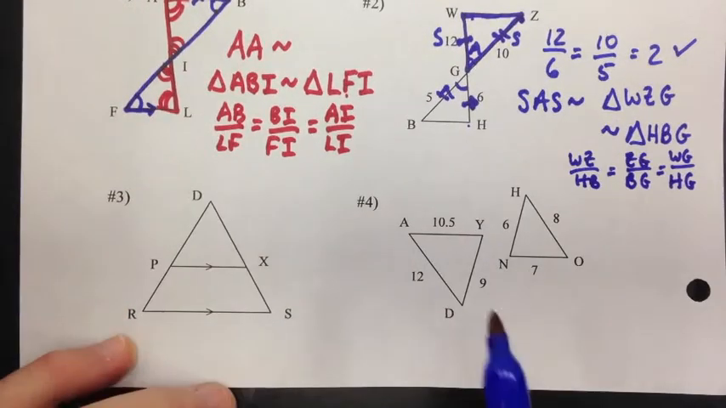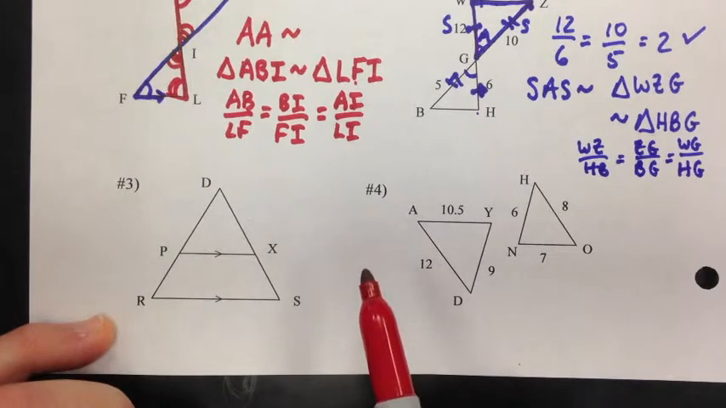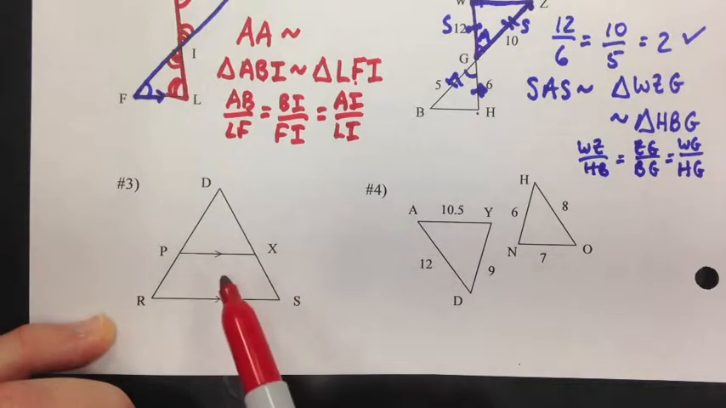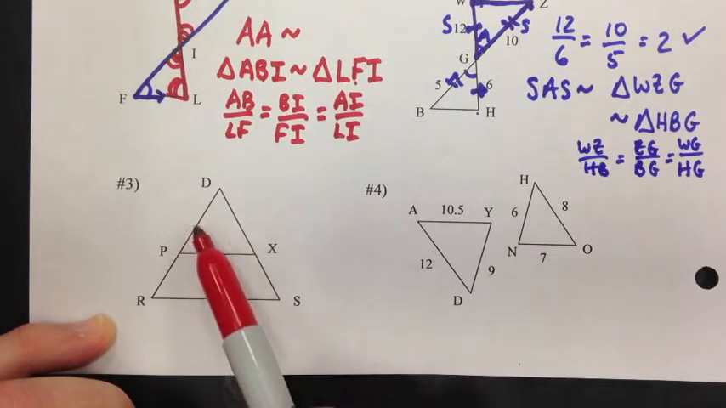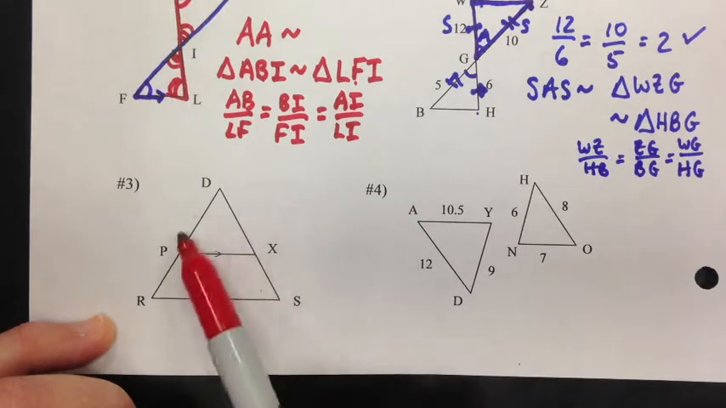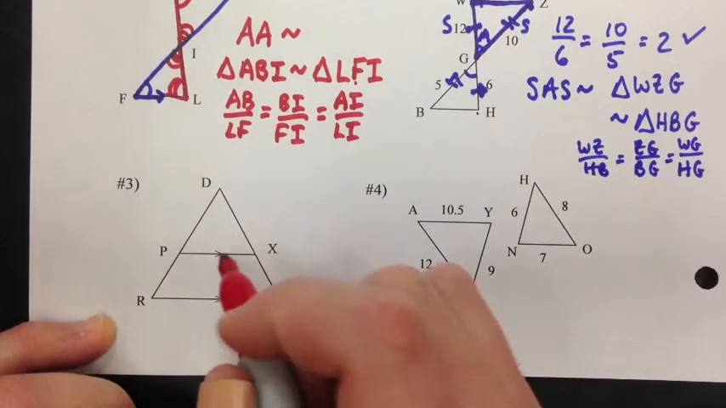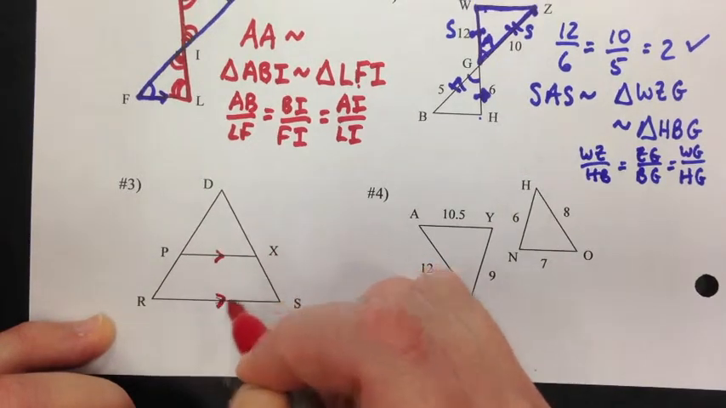Number 3, they don't tell us any side lengths. That's one thing, and it gives me a clue here. We're probably not going to use side-side-side or side-angle-side similarity because we don't know anything about these lengths. I don't know that they're proportional. What we do know is we have parallel lines.